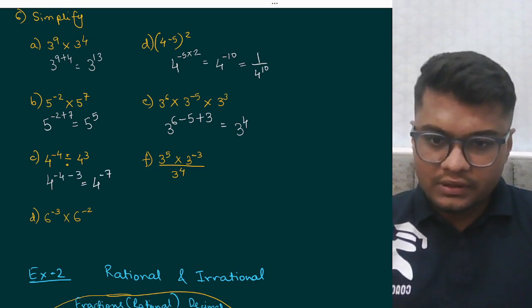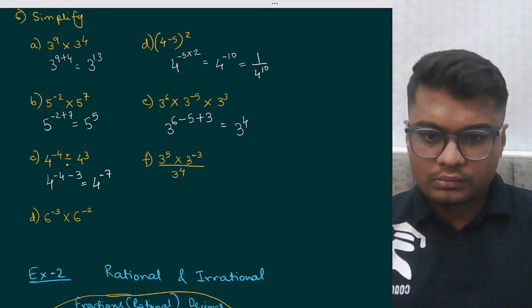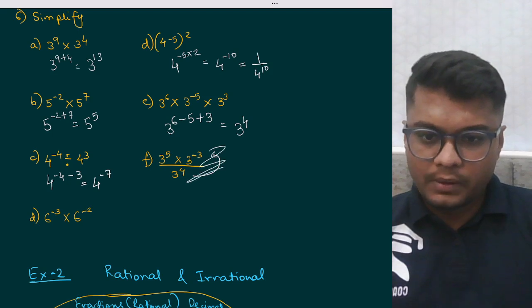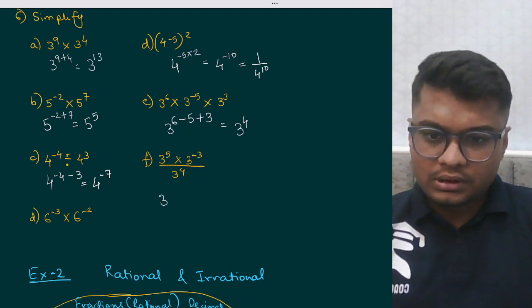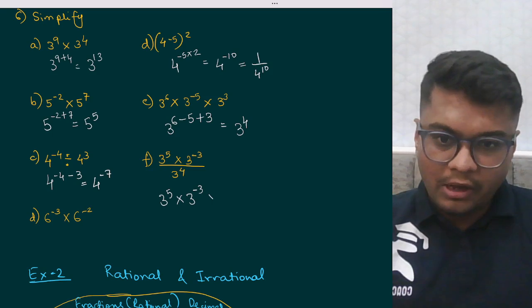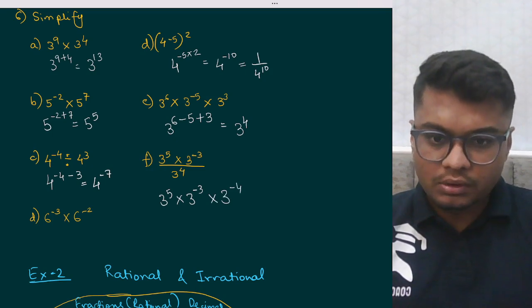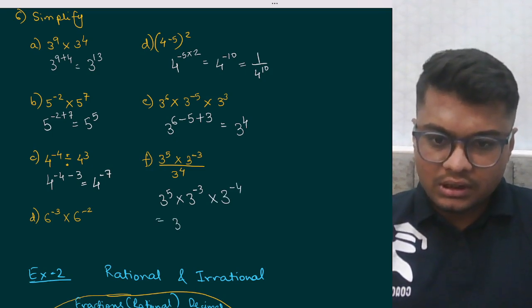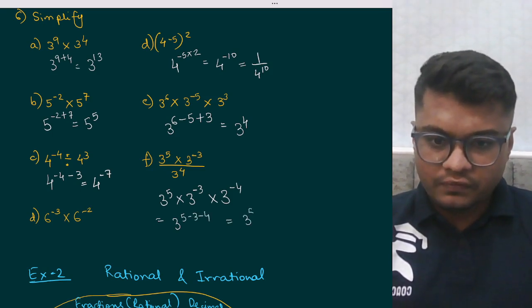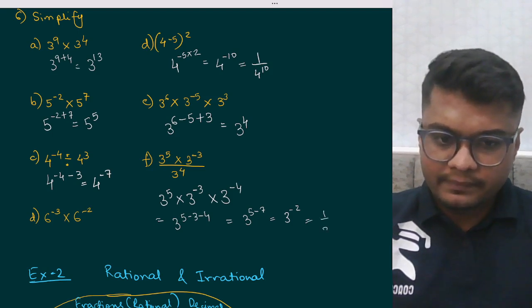Now if you want to solve this, first we'll take this 3 raised to 4 up, so this will become 3 raised to 5 into 3 raised to minus 3. Now this goes up and multiplies, but its power becomes minus, so 3 raised to minus 4. This can be written as 3 raised to 5 minus 3 minus 4, which is nothing but 3 raised to 5 minus 7, which is 3 raised to minus 2, which is 1 upon 3 square, which is 1 upon 9.